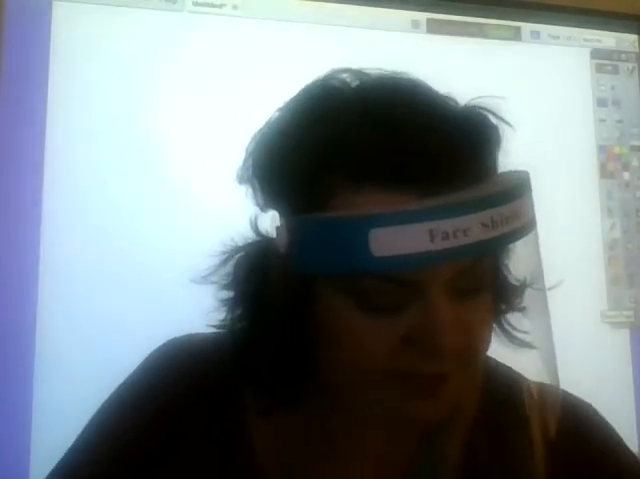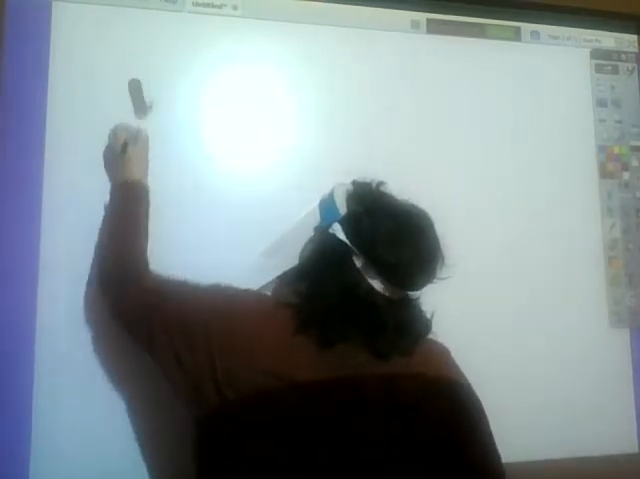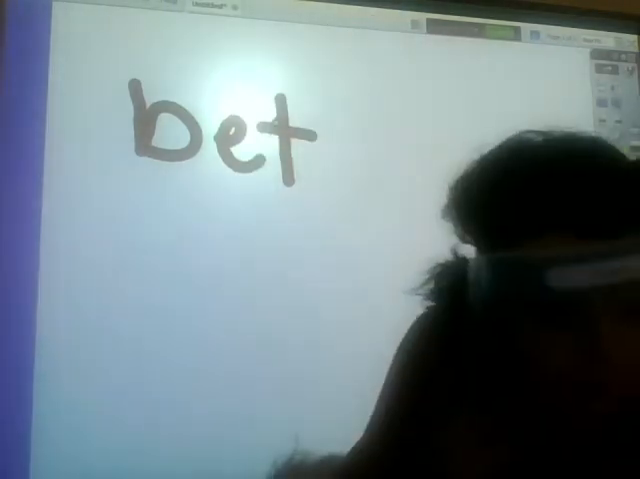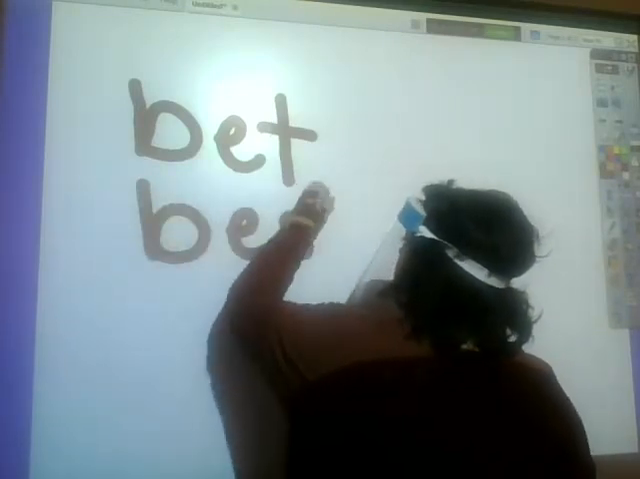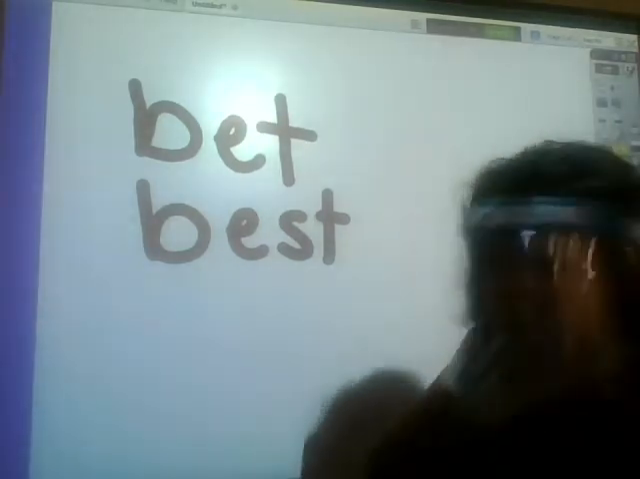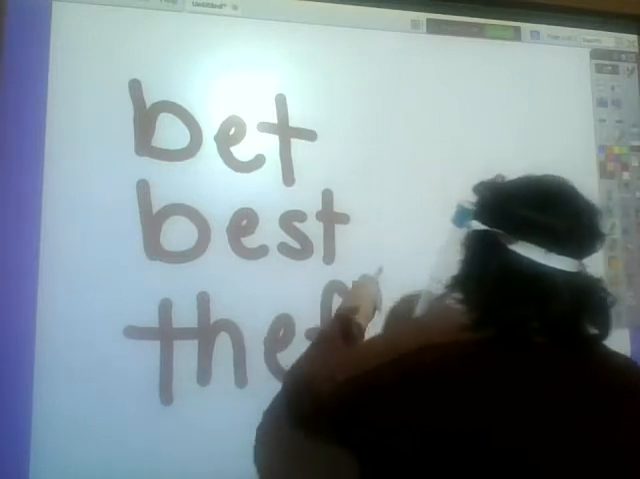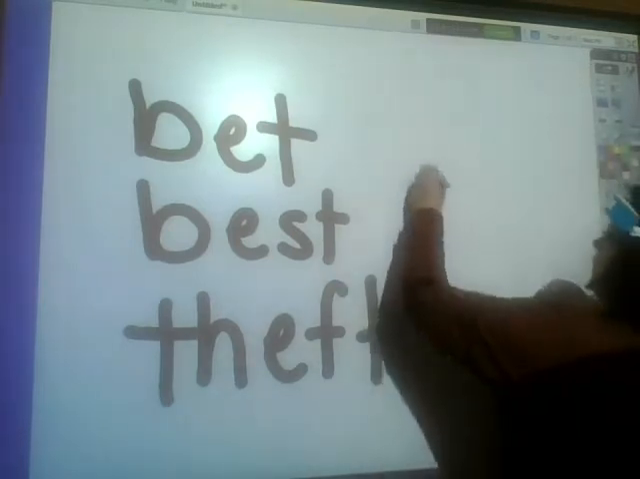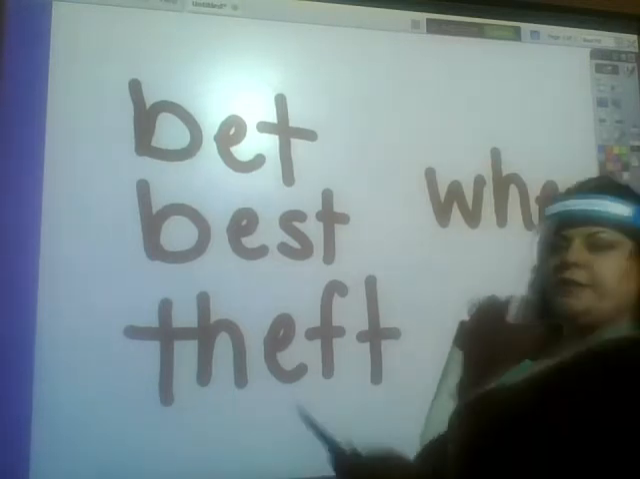So now I'm going to write some sight words on the board, and we're going to go over a few of these and see how we do. So while I'm writing this, I want you to try and sound each of the words out. Now these words will use our short E sound. So let's start with this first word.